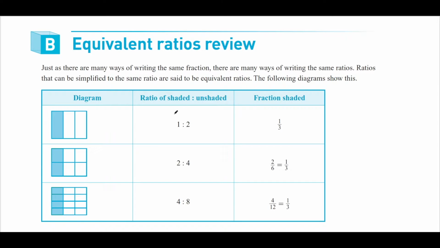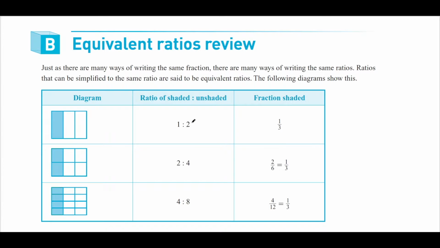So as you can tell, the ratio of shaded rectangles to unshaded rectangles is 1 rectangle to 2 rectangles, right? So that's why it's 1 to 2. And the fraction of the whole shape that's shaded is 1 out of 3, so 1 over 3, right? And if you look at this diagram, the ratio of shaded and unshaded rectangles is 2 rectangles to 4 rectangles, right? And as you can see, these two shapes are kind of the same, right? So that means the ratio of 1 to 2 and 2 to 4 are equivalent ratios.